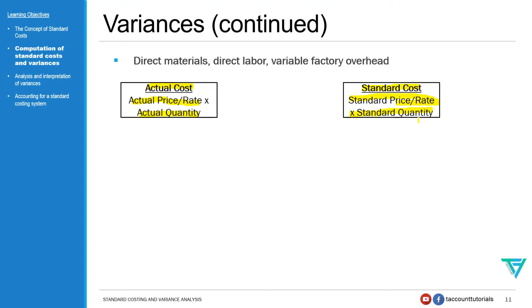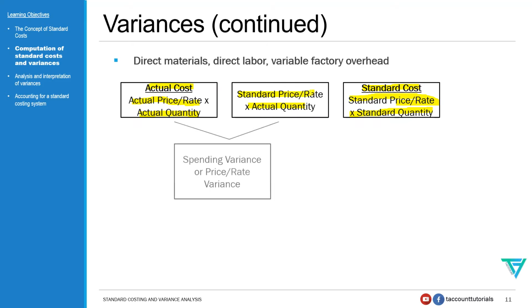So right here, we could actually already compute the total variance of what we are analyzing. So for example, total direct material variance, we'll already have it by computing the difference between standard and actual, as well as direct labor and factory overhead. However, if we'd like to break this variance down into its components, which is actually two, we can insert here a figure in the middle, which multiplies actual quantity by the standard price or rate. Okay, and then if we get the difference between the actual cost and this middle figure, we would arrive at the spending or the price or rate variance.